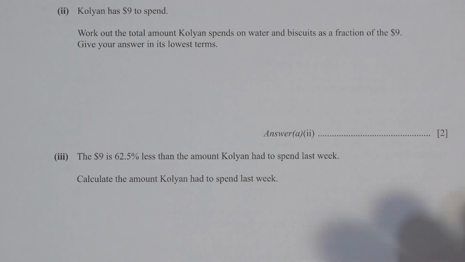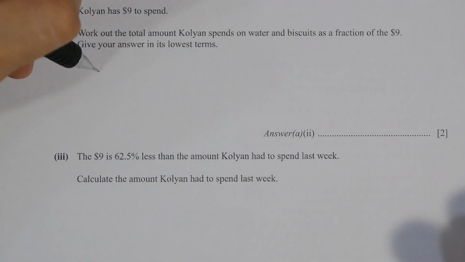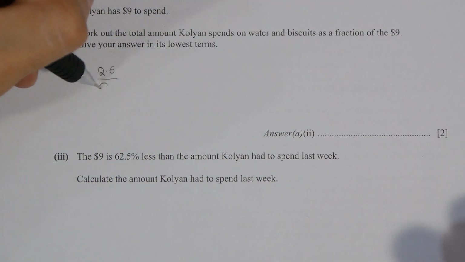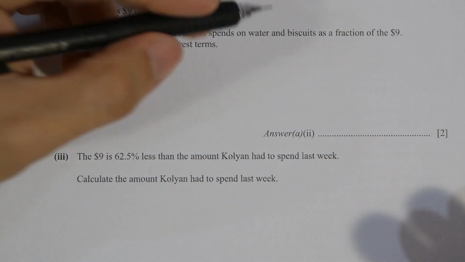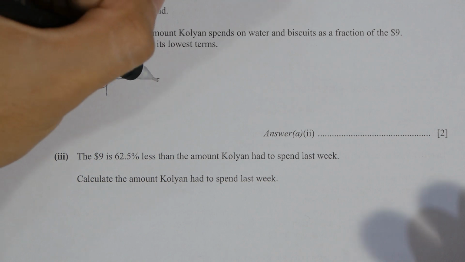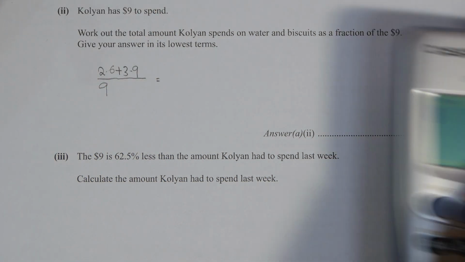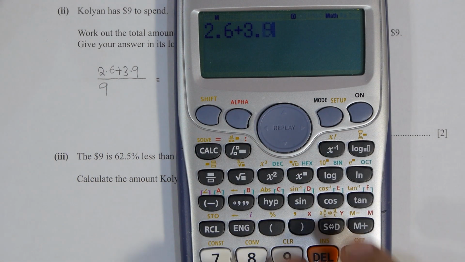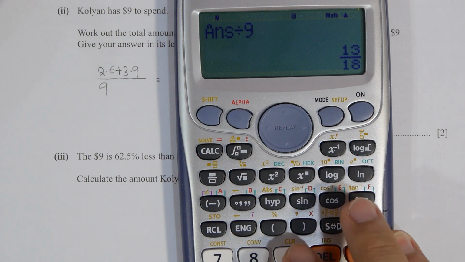For the second part, Koilan has 9 to spend. Work out the total amount Koilan spends on water and biscuits as a fraction of 9. So 2.6 plus 3.9 over 9, and the result will be 13 over 18.